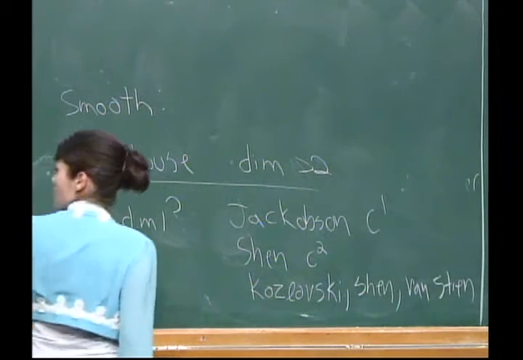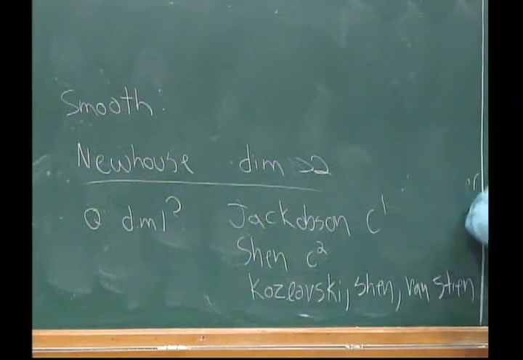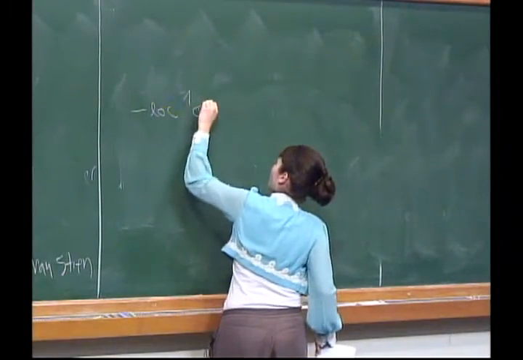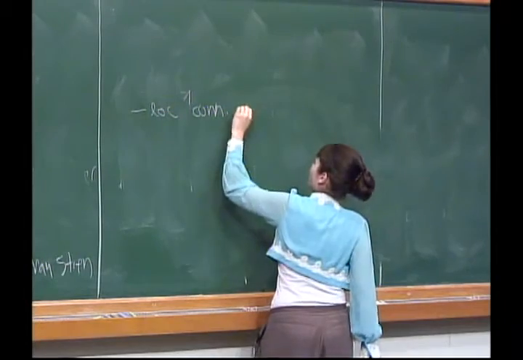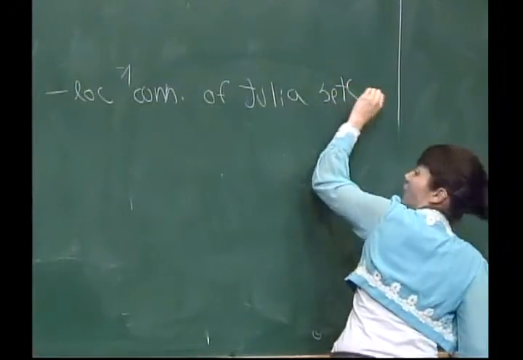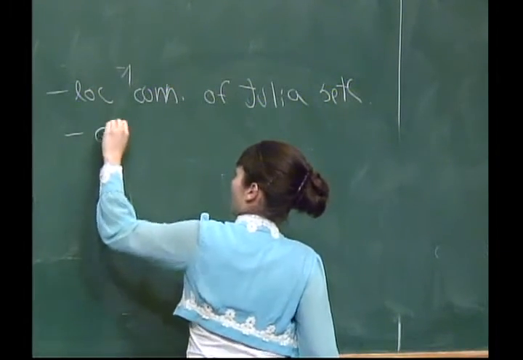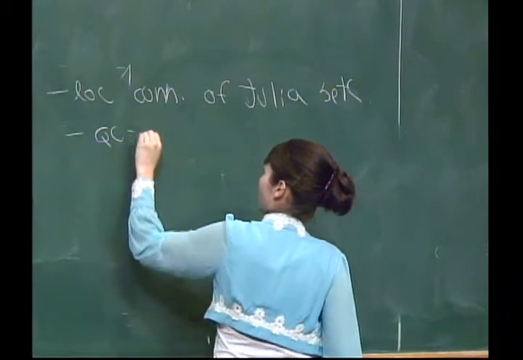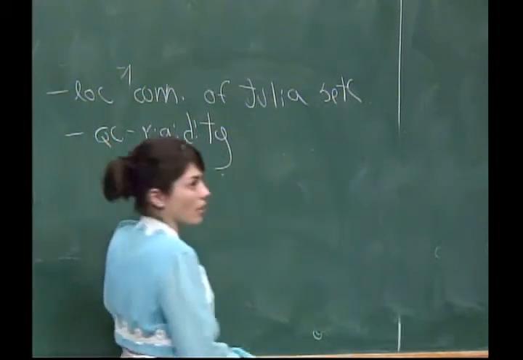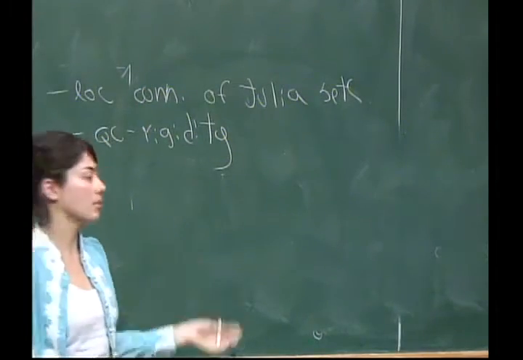It can also be used to prove local connectivity of some Julia sets, but I'm not going to motivate that. So that's another application: connectivity of Julia sets. And what Sebastian was talking about, quasi-conformal rigidity, which is something that Pablo was talking about as well yesterday, so I'm not going to go into the definitions.